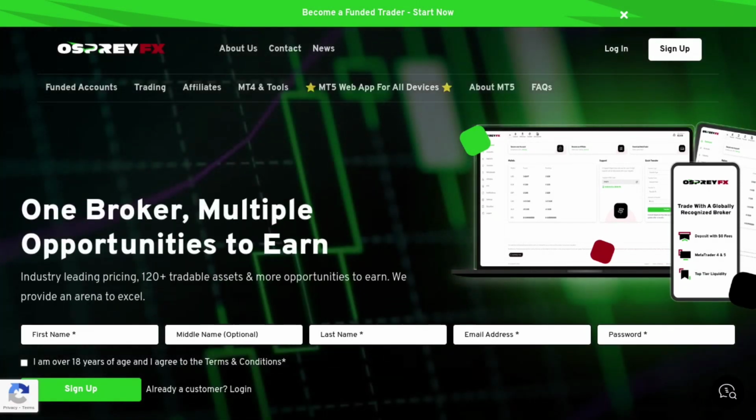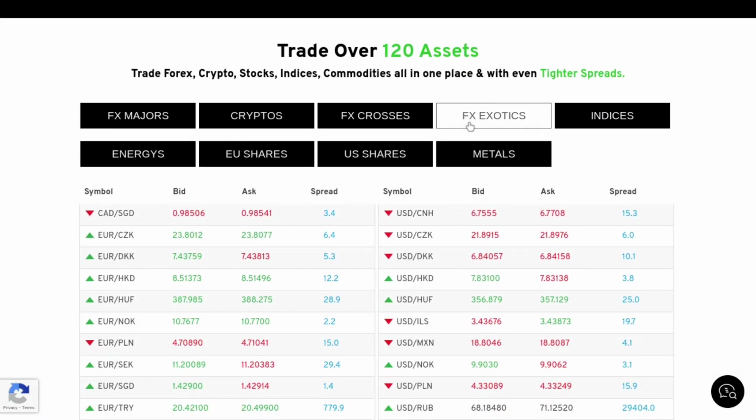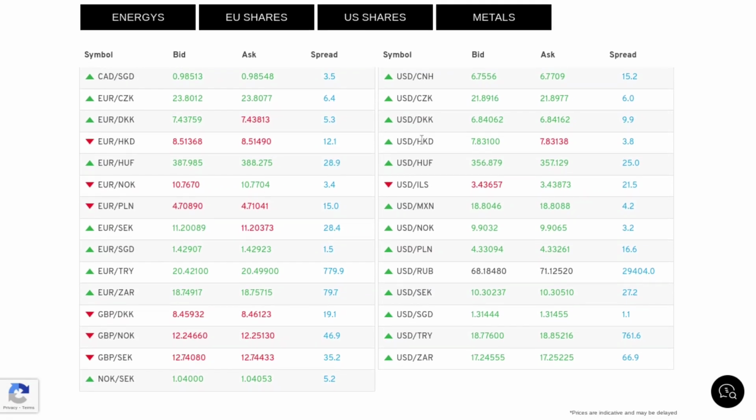So using Osprey FX as a benchmark kind of tool, we'll be going down to exotics, the FX exotics, and you can see here that they're kind of all over the place. There's some like the Russian, the USD ruble. This is not really traded right now, hence the color is not changing, and the spread is just enormous. It's just huge.